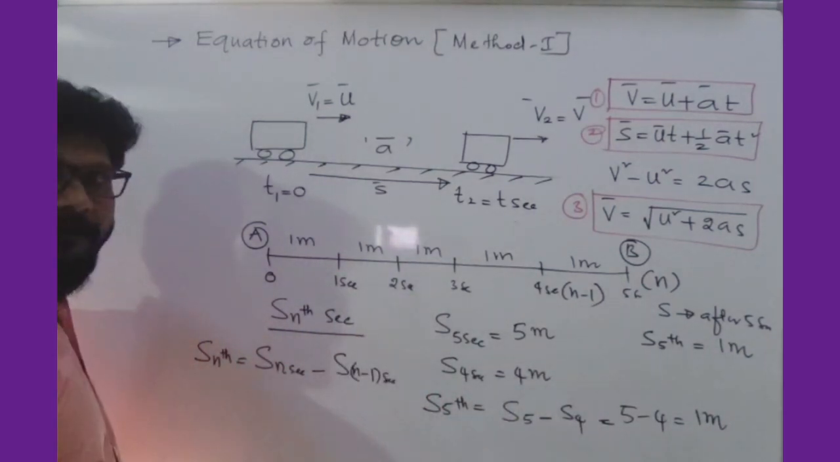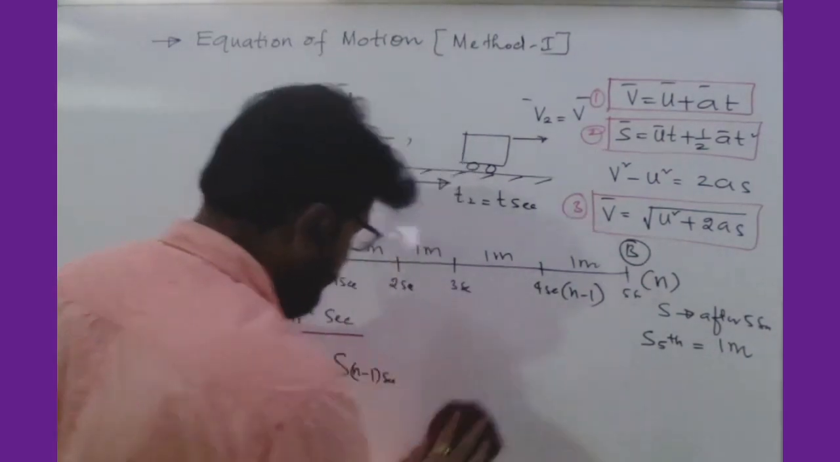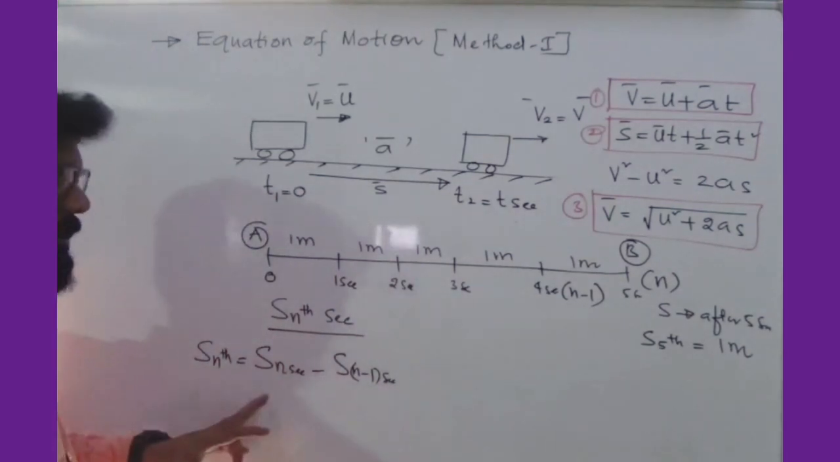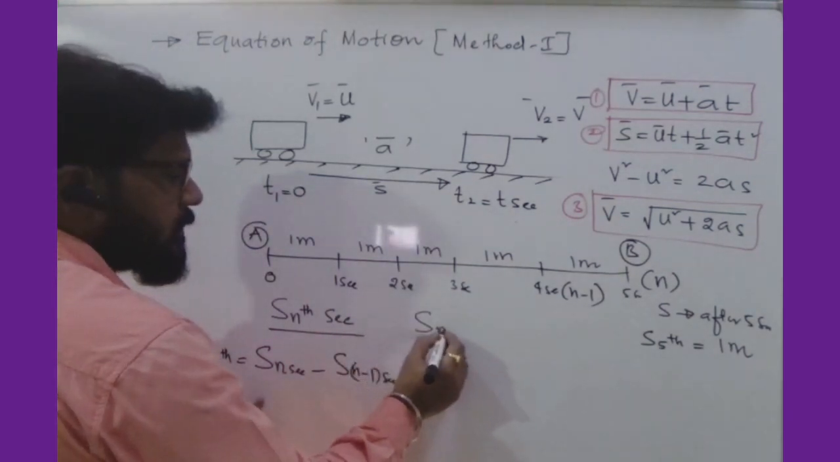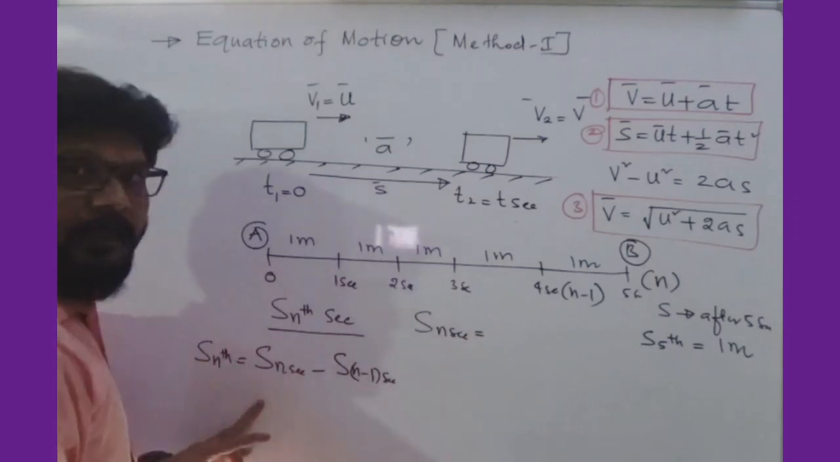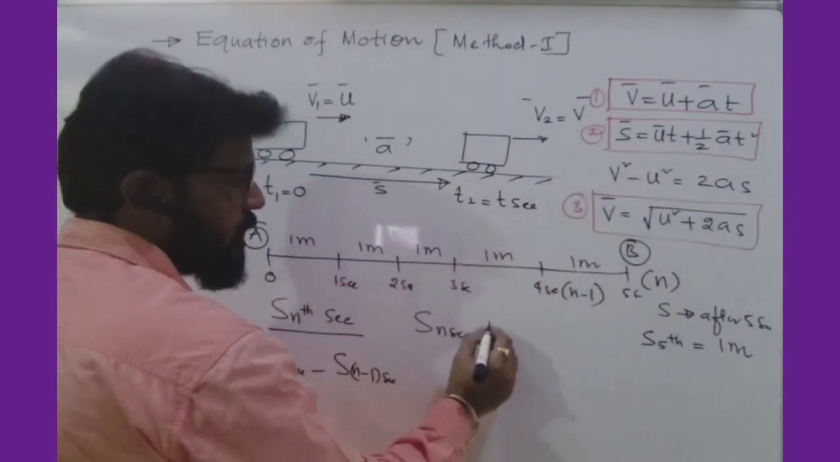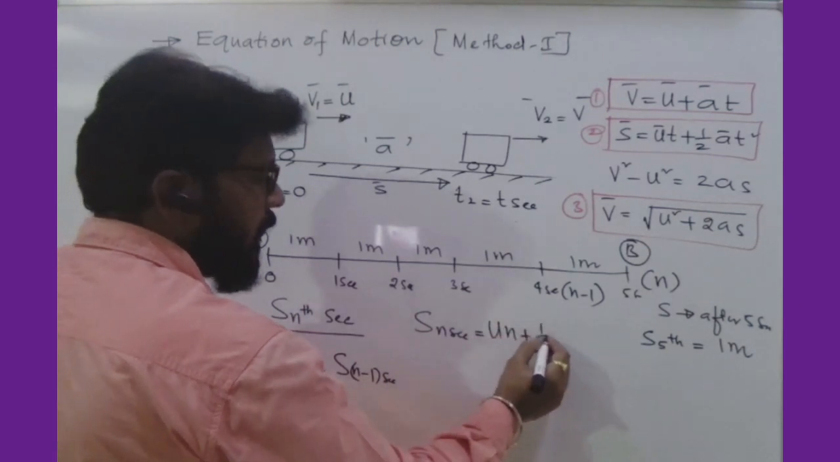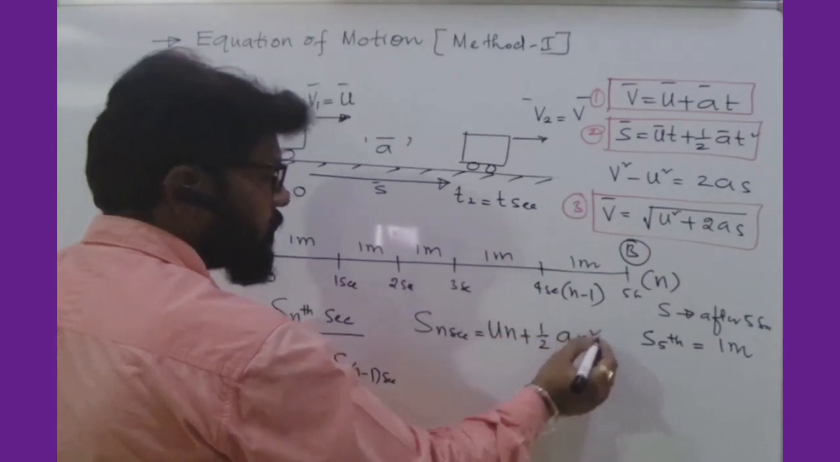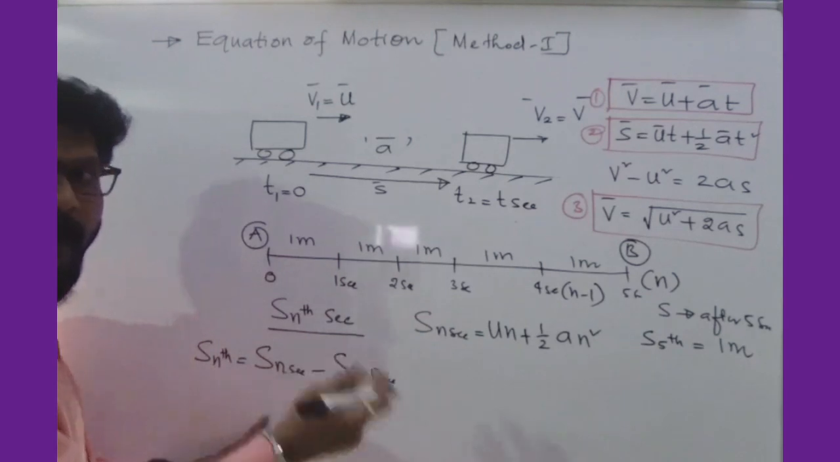Now I'll erase this one. Now, distance travelled in n seconds. If I want the distance travelled in n seconds, what can I write? Can you tell me? UT plus half AT square. This is nothing but Un plus half into A into n square. This is nothing but the distance travelled in n seconds.